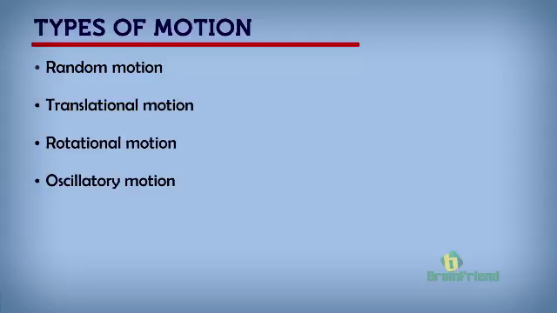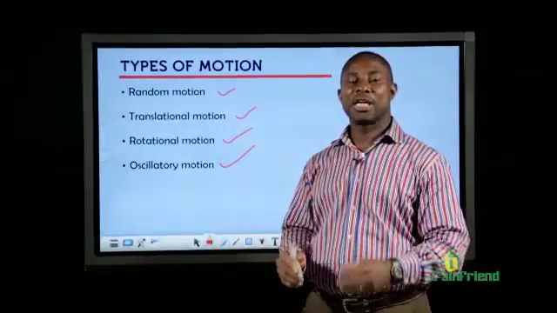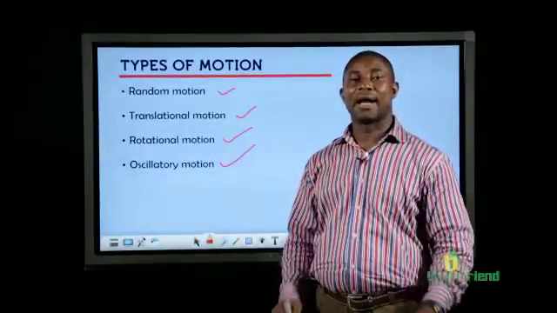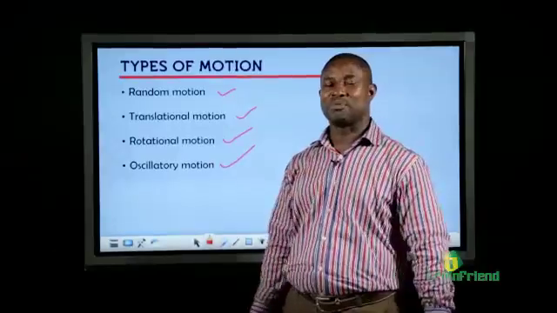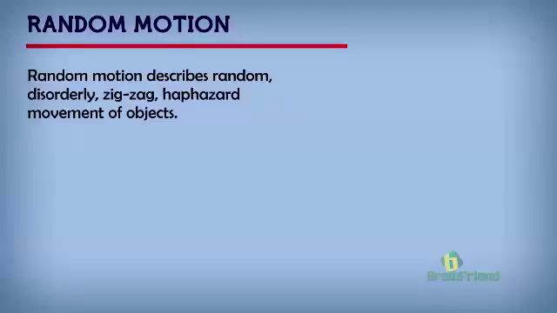Types of motion. We'll be looking at random motion, translational motion, rotational motion, and oscillatory motion. We'll take our time to explain what each of them entails and how you can know the difference between one type of motion and another. Random motion. What is random motion?